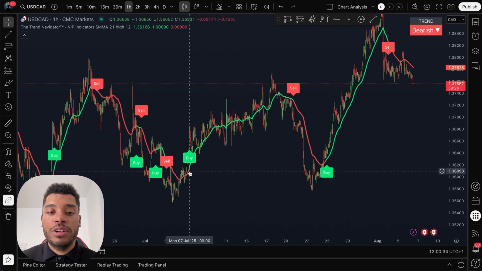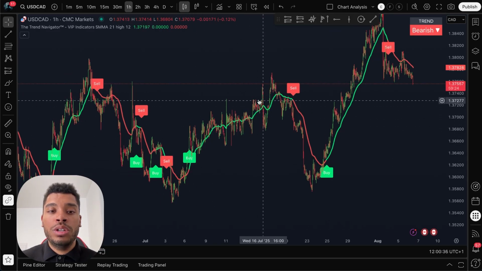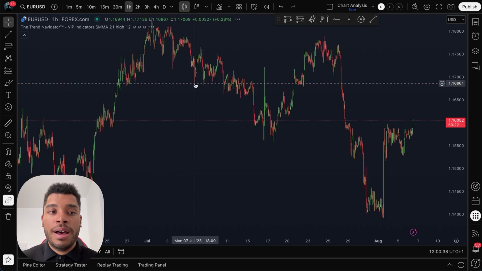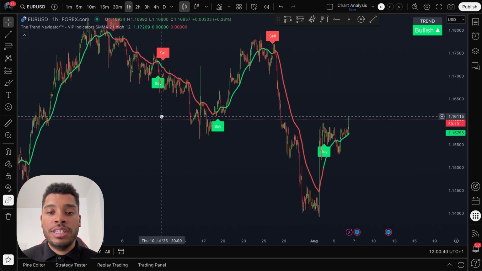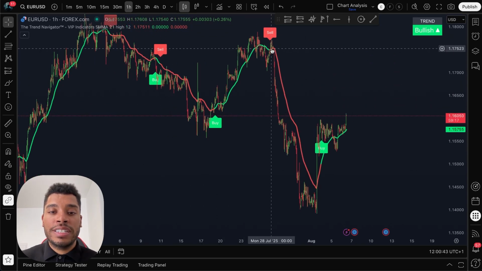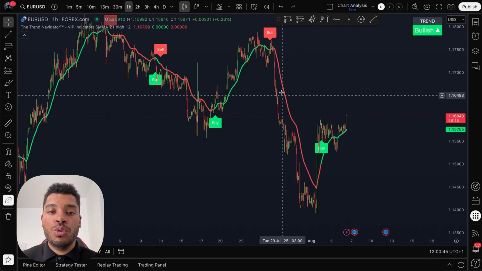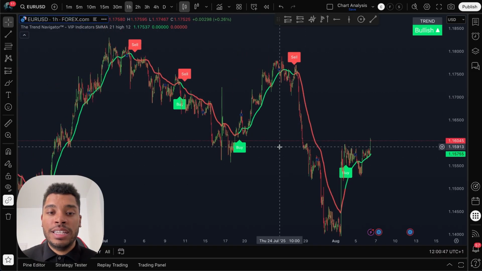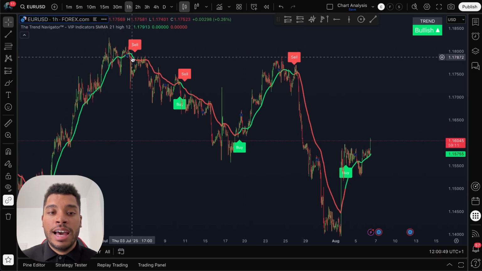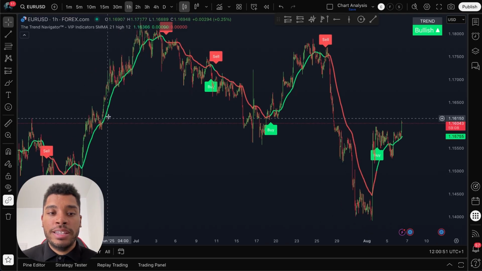And as you can see here, we have another good buy opportunity, and this is on USD CAD. But if we switch, for example, to Euro USD, also in this case, as you can see here, you have a sell signal, and the trade that you will be able to capture was really massive. Here you can see with the buy signals, another sell signal, these buy signals.